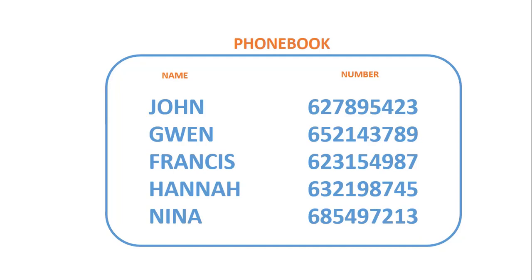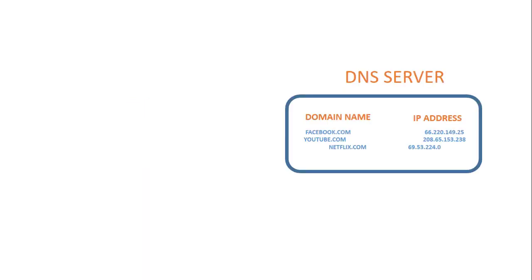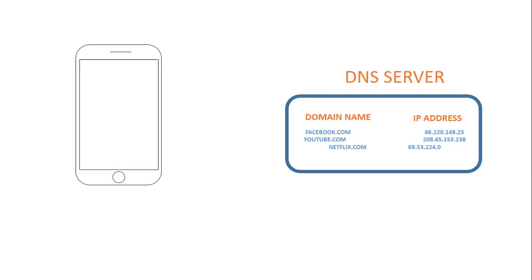Every website on the internet has an IP address which uniquely identifies it. Facebook's IP address is 66.220.149.25. When you type facebook.com in your browser's address bar, it is sent to a domain name system, or DNS for short.